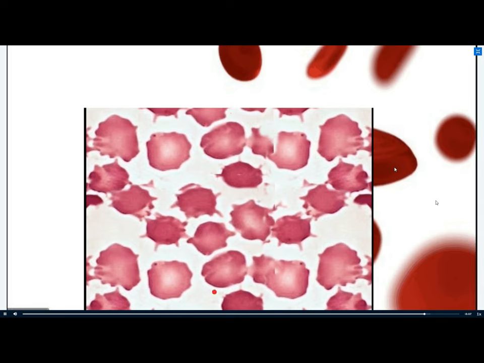Sa itsura nila, class. Sa appearance of your acanthocytes. Large yung spicules.